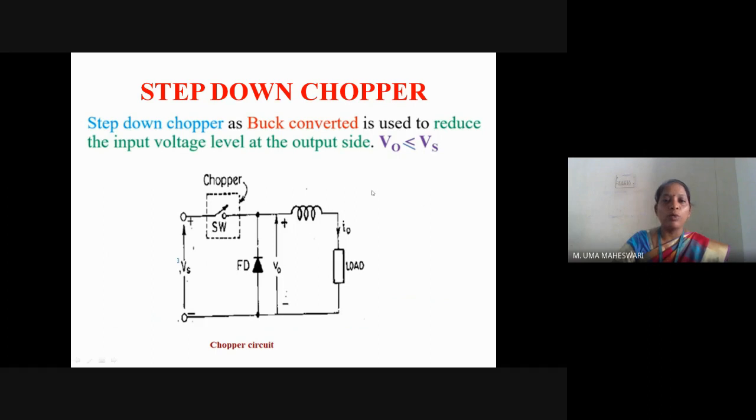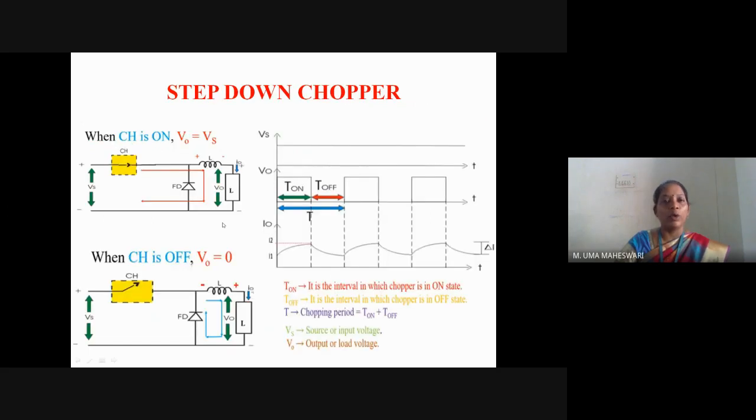There are two modes of operation, mode 1 and mode 2. Mode 1 operation is when the switch is in on state. So we'll see the mode 1 operation.